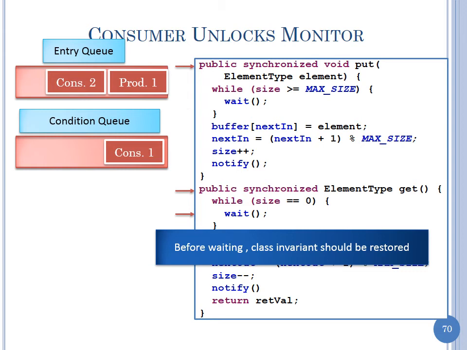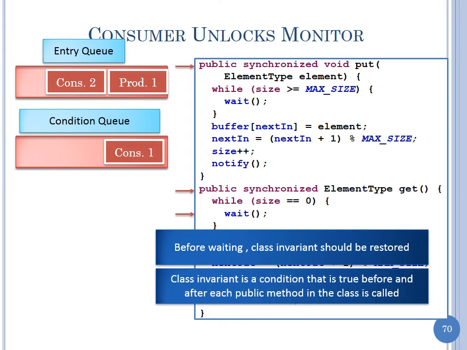So before waiting, the class invariant should be restored. And what is the class invariant? It's a condition that is true before and after each public method in the class is called. While you're executing a method, certain conditions may not be true, but the condition that is always true before and after is called the class invariant.